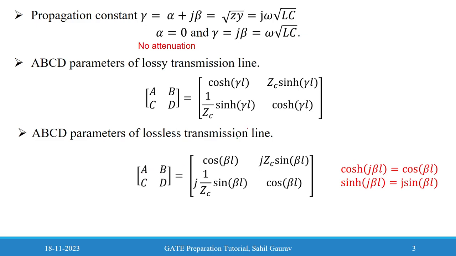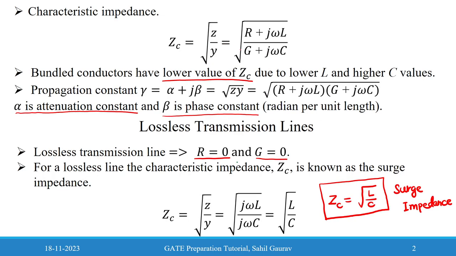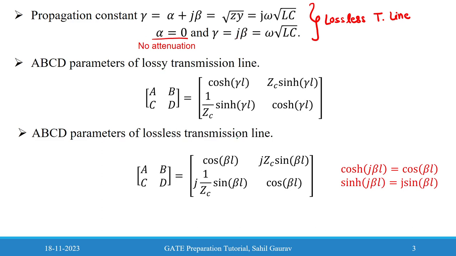Now if we see the propagation constant for lossless transmission line, then putting R equal to 0 and conductance equal to 0, we get j omega root LC. So these are for the lossless transmission line. Here we can see that in a lossless transmission line, the alpha part is 0, so the attenuation constant is 0. So there is no attenuation in the lossless transmission line, while the beta part is non-zero, so we can write the propagation constant in terms of the phase constant. Directly we get gamma equal to j beta, that is, j omega root LC.